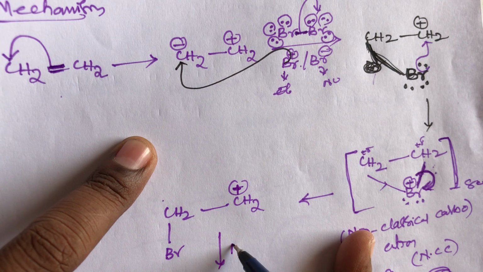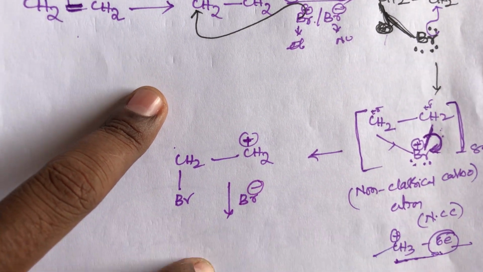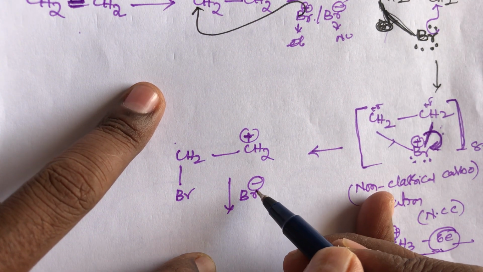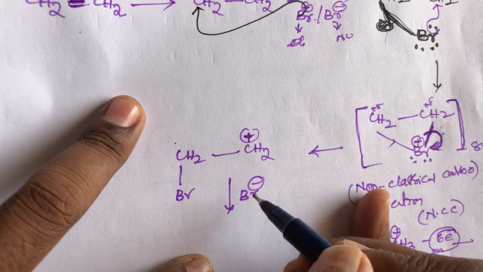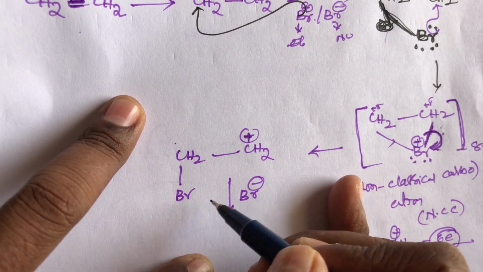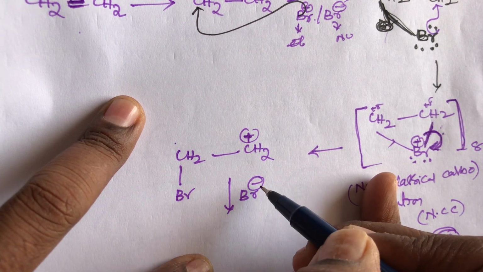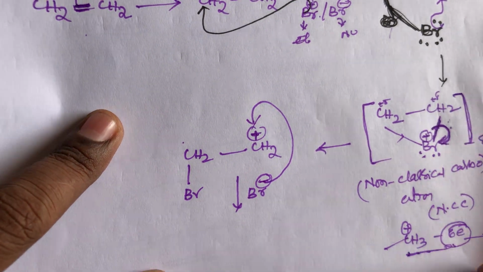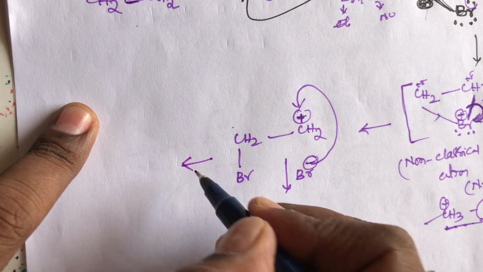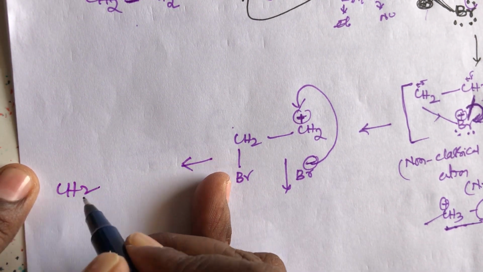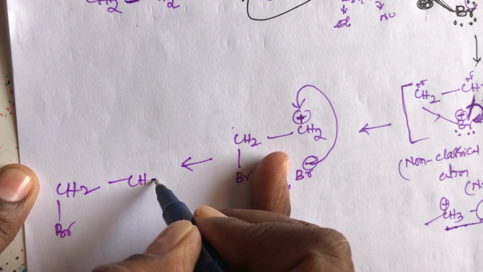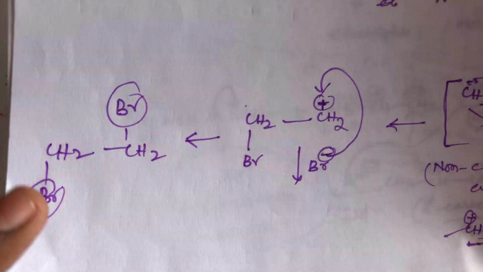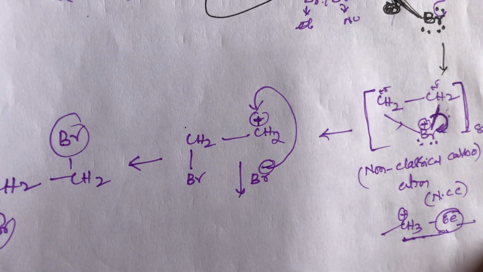After that, one Br minus is left, and that Br minus we call the nucleophile. This nucleophile will always attack opposite to the bromine side, because of the electron cloud there. The bromine attacks from the upper side, so we get the final product, CH2 Br and CH2 Br. These two bromines are opposite to each other, so it is called anti-addition reaction. This is the simple mechanism.